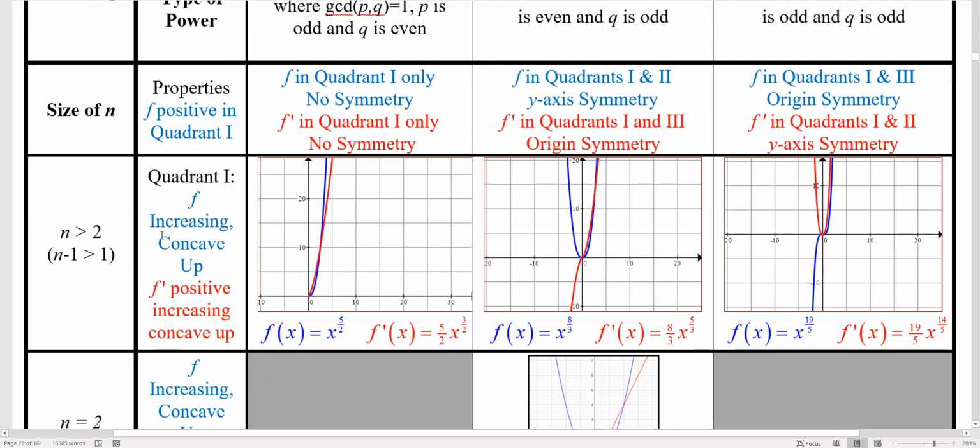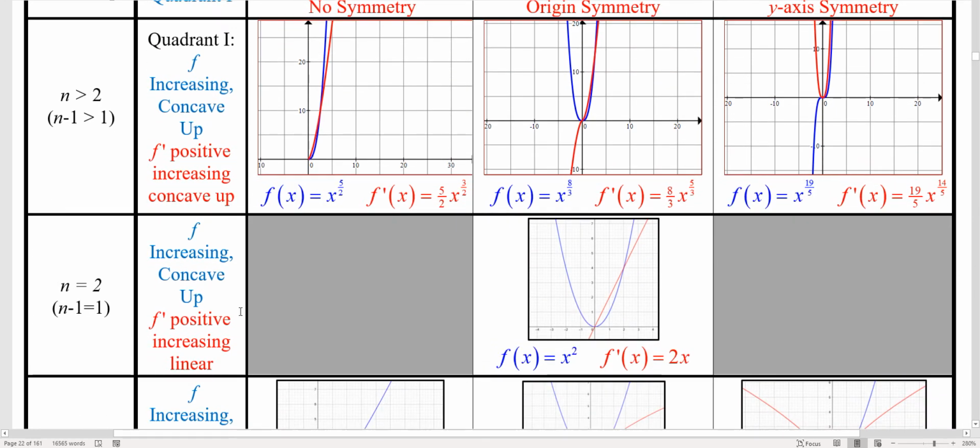If you look at this line here, if we take a power bigger than 2 to start with, then when you do n minus 1, it will be bigger than 1. So the derivative and the original function will be concave up, increasing in the first quadrant. You can see that here, and you can see some examples worked out. These are the ones that we did in our exercise earlier. You can see the formulas here and the graphs here. You can pause this at any time if you want to look at these more closely.